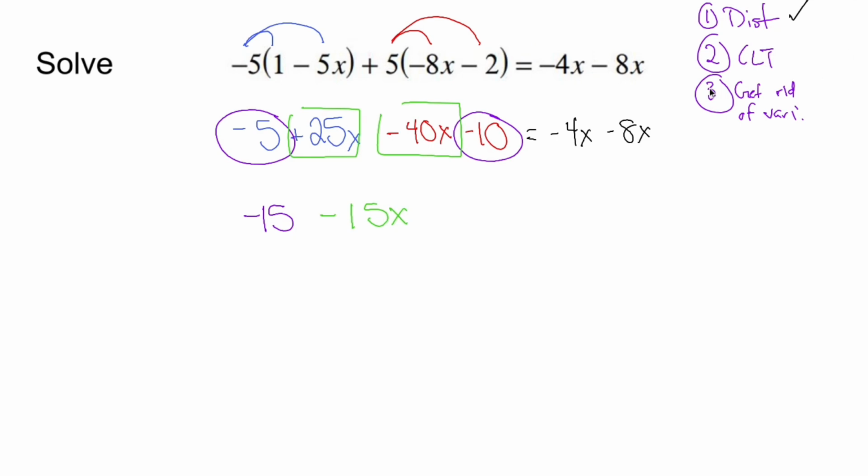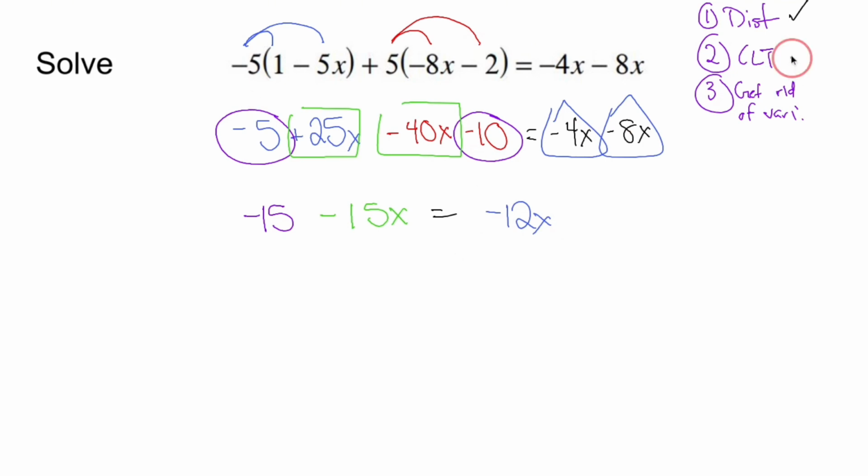Should I put a check mark here? No, because I can combine like terms on the right side. On the right side, what color didn't I use? Let's go with blue. I have a negative 4x and a minus 8x. Those guys combine right away, negative 12x.